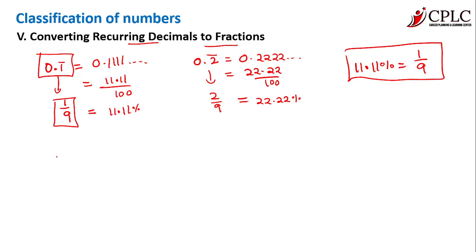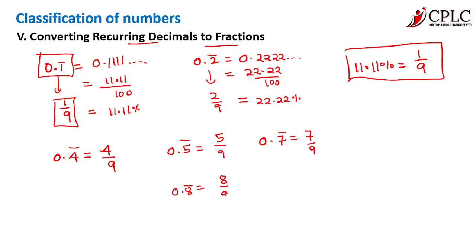Let me do a few more and I will skip some steps now. 0.4 bar, I can say 0.444, which is 44.44%, which is 4 times 11.11. So the fraction also becomes 4 times, which is 4 upon 9. Then 0.5 bar is 55.55%, which is 5 times 11.11, hence 5 by 9. 0.7 bar will be 77.77%, which is 7 by 9. 0.8 bar is 88.88%, which is 8 by 9, and so on and so forth.